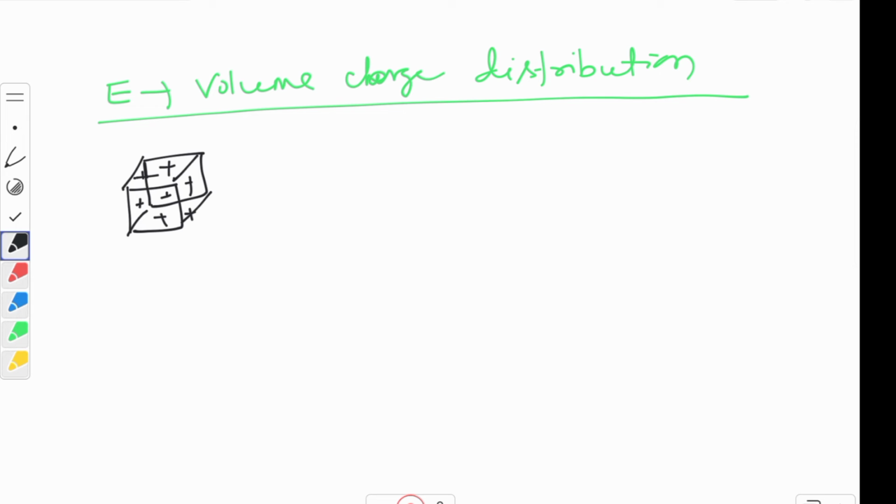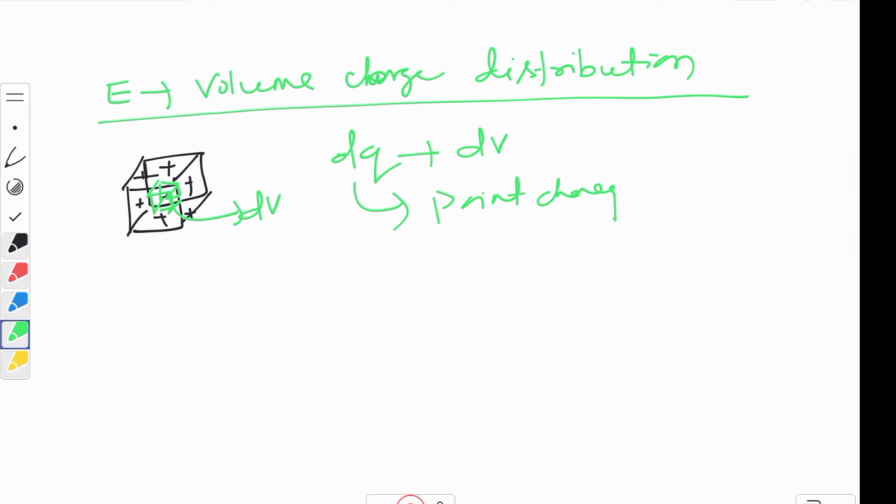So how to find that? We have to again take a small elemental, not area, small elemental volume. Let that volume be dV. So dq charge is present in the small elemental volume dV. Since it is a very small charge, we will treat this dq charge as a point charge, children.